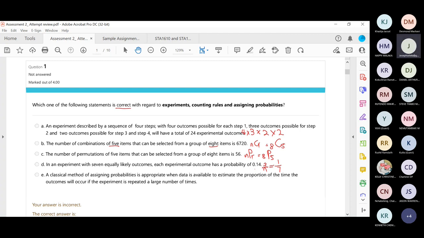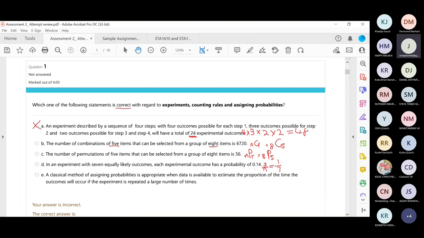Okay, wait. Give me your answer for A. Let's go through each one then. What is 4 times 3 times 2 times 2? It's 48. Therefore, this is not correct because it says it's 24, right? Okay, then we move on to the next one.